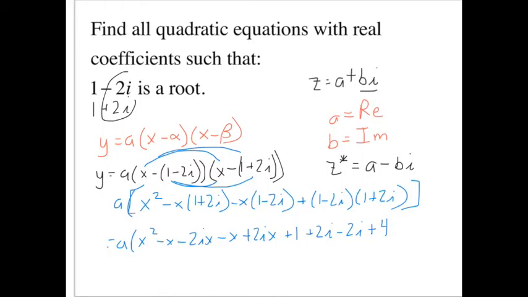I go through and cancel out anything that I can: negative 2ix and positive 2ix, positive 2i and negative 2i. My final answer is a times x squared minus 2x plus 5. You'll notice that we're able to write our quadratic equation with only real coefficients. That will generally be the case: a polynomial will have real coefficients. The roots can be complex or imaginary, but the equation itself, we will deal with real numbers. All right, so there's our final equation, and that's the end of that question.